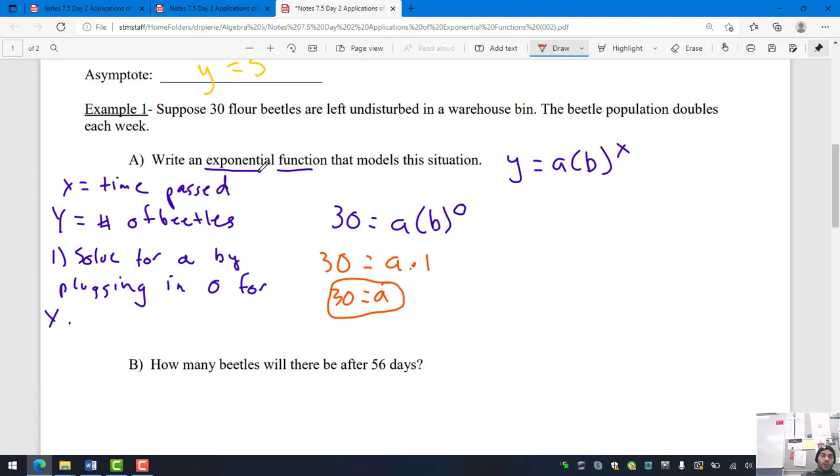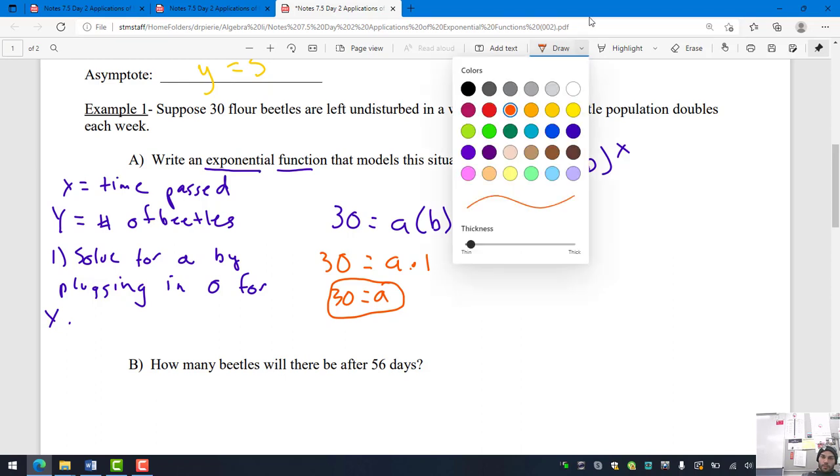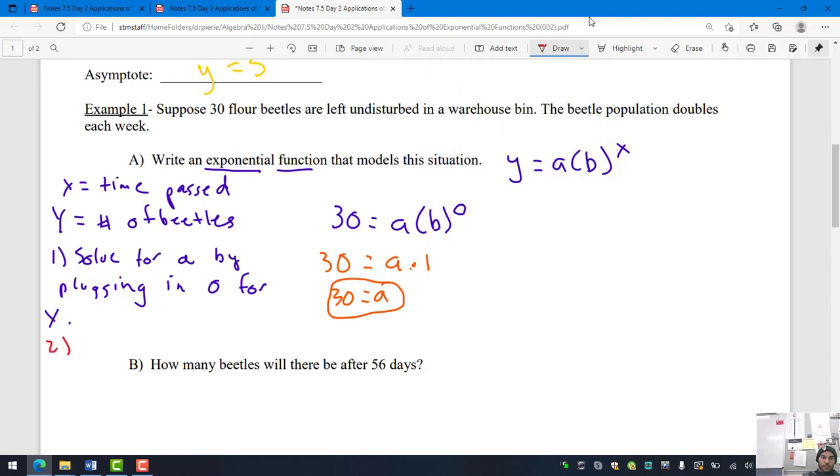Now, because we have enough information for a, we can plug this value into the equation to solve for b. So, step 2 is this: you're going to solve for b. Sorry, it's a little bit sloppy towards the bottom.